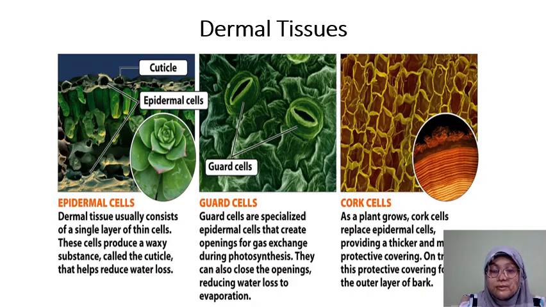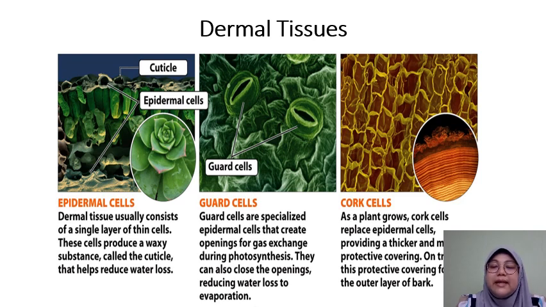And finally, we have dermal tissue. So dermal tissue functions to protect the plant from injury and water loss. So it's basically like a skin. So dermal tissue covers the outside of the plant, except in woody shrubs and trees which have bark or cork cells. The most common cell type in the dermal tissue is epidermal cells, and generally a thin waxy layer called the cuticle covers the epidermal cells to protect them.